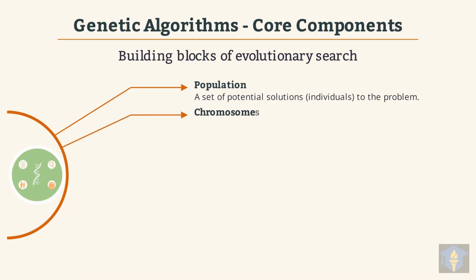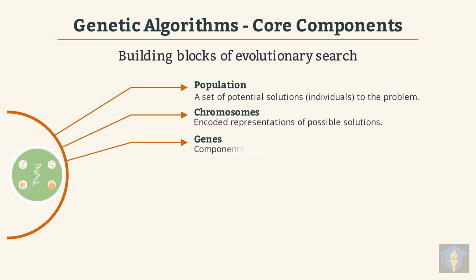Next, consider chromosomes, which are the blueprints for these potential solutions. These are encoded representations, like genetic code, for each of the possible solutions in our population. Within each chromosome, we find genes, which are specific parts of the blueprint. Genes are the individual components of a chromosome, representing distinct attributes or features of a solution.